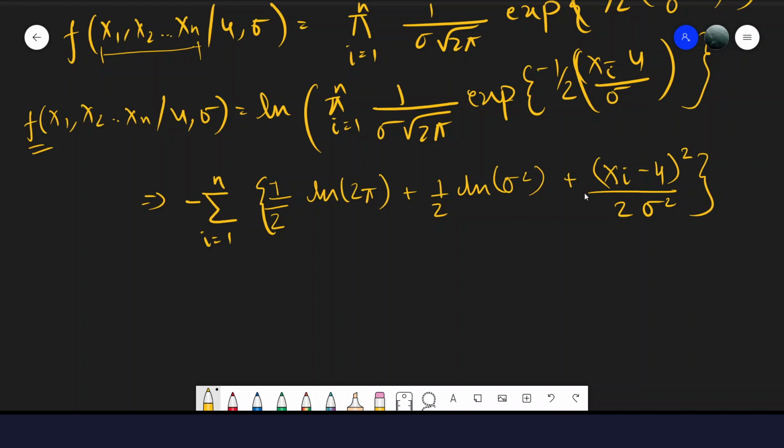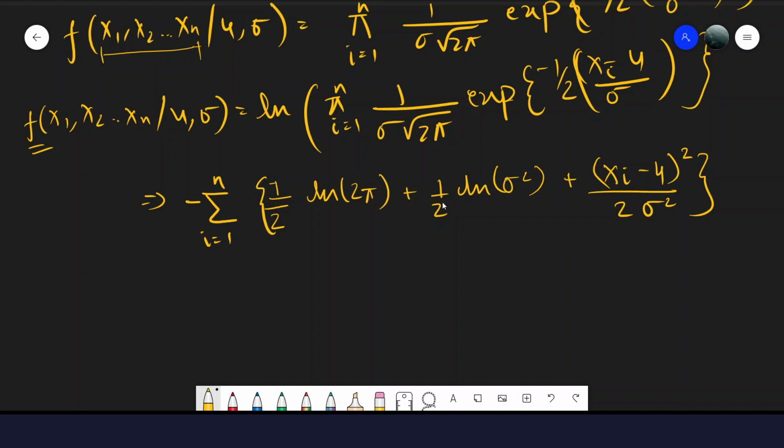I've just taken the log here, and it's very easy to see how I did it. First off, the product becomes a sum because you take the log. Next, because you have 1 by under root 2 pi sigma square, it becomes half ln 2 pi, because I can take out the square and bring the root out. And ln of exp is nothing but 1, so this entire exponent comes out as it is. So this is what I get if I take the logarithm of it.